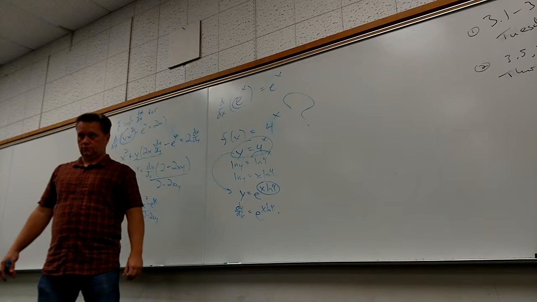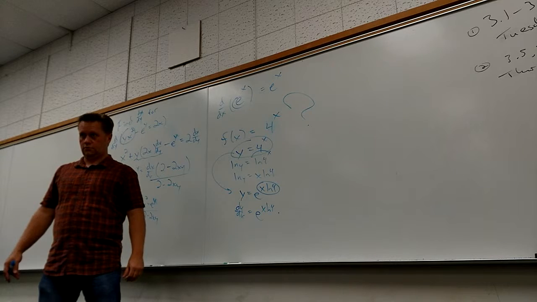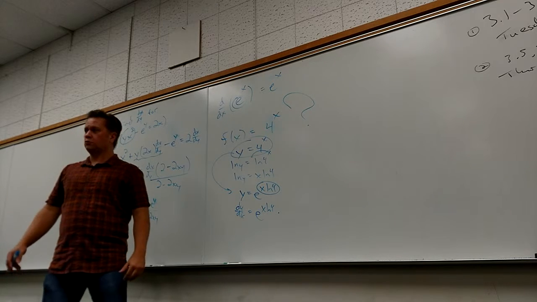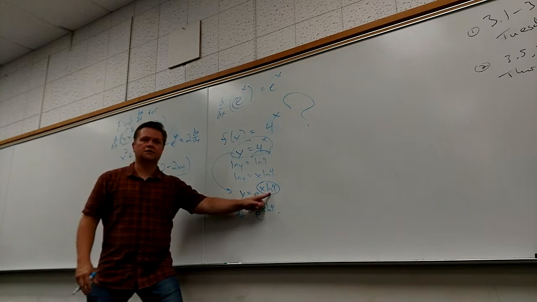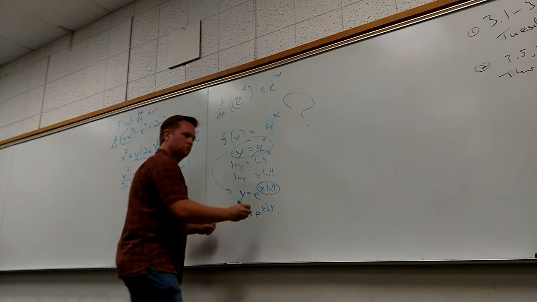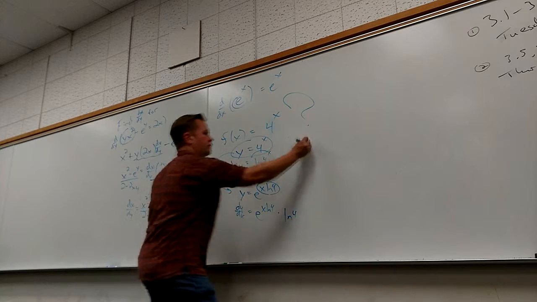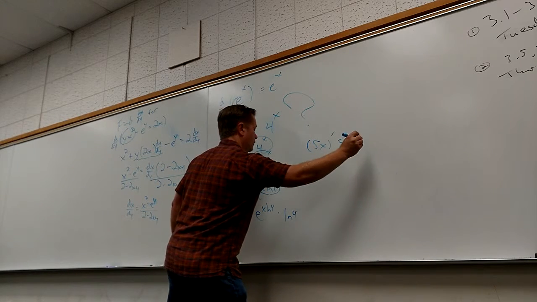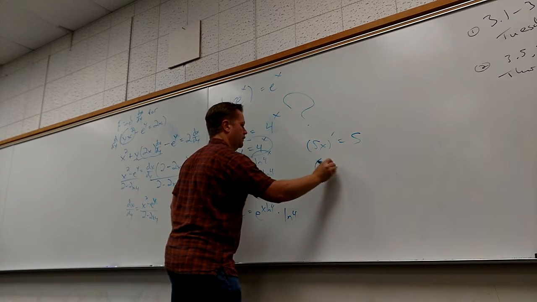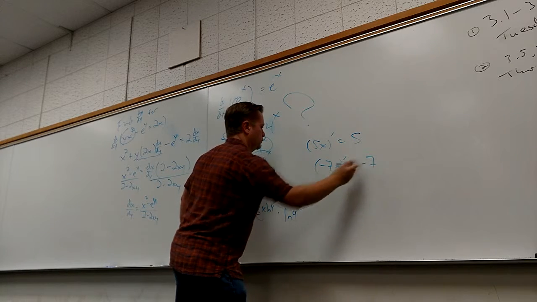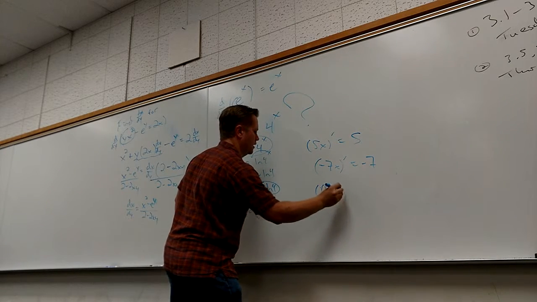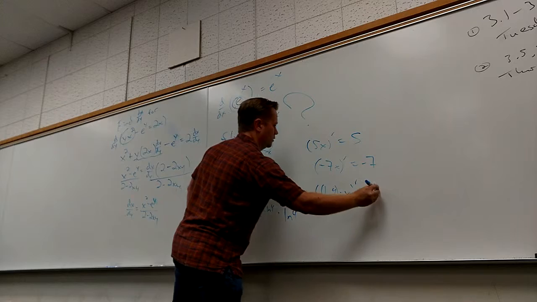Derivative of x times ln 4 plus x? No, don't overthink it. This is a constant, guys. Not ln 4x, just ln 4. What's the derivative of 5x? 5. What's the derivative of negative 7x? Negative 7. So what's the derivative of natural log of 4 times x? Oh. Natural log of 4.